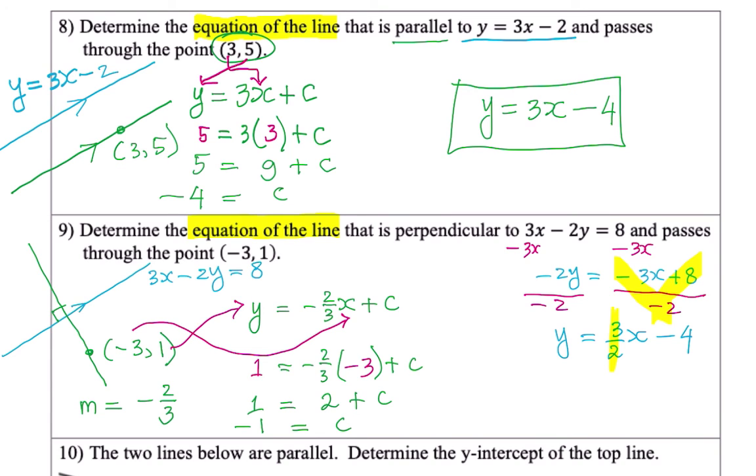Okay, so last but not least is to write down your final answer. It has to be a line equation, so y equals m, which is negative 2/3, x plus c, which is minus 1.